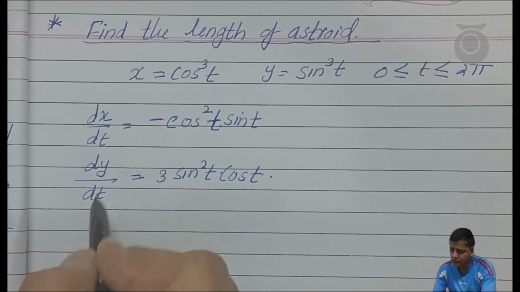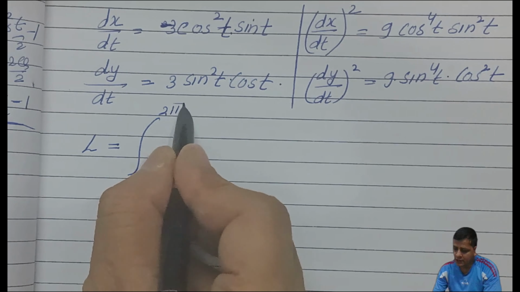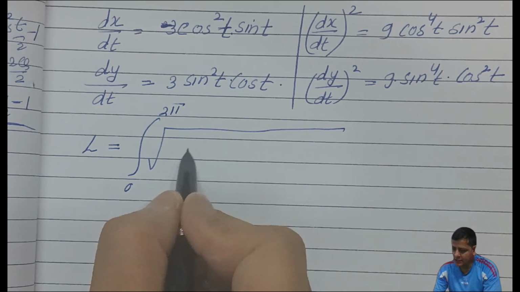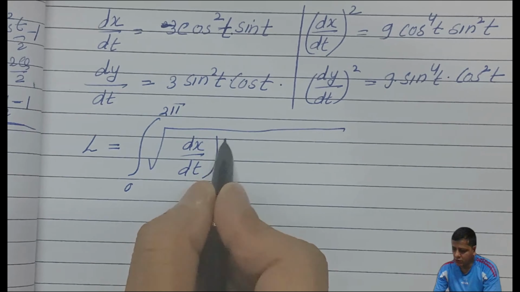Okay, let's see the main formula here. Length of the asteroid, the formula is, integral from 0 to 2 pi of the square root of dx by dt whole squared plus dy by dt whole squared dt.